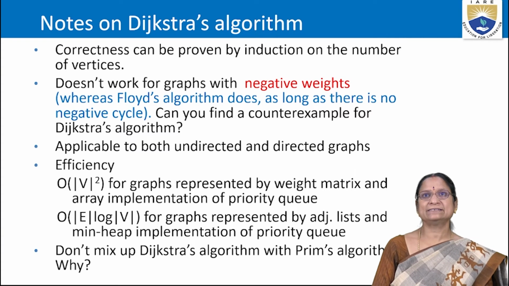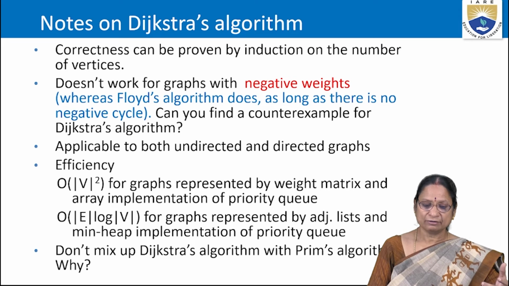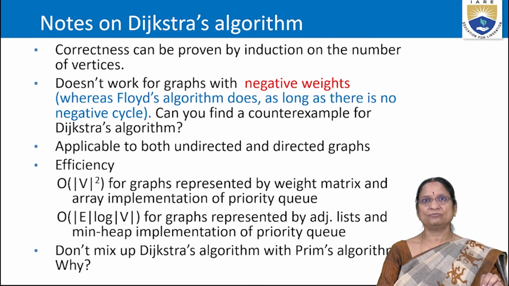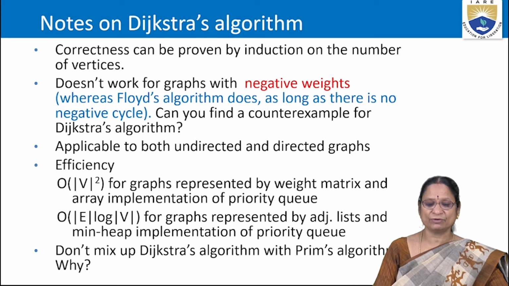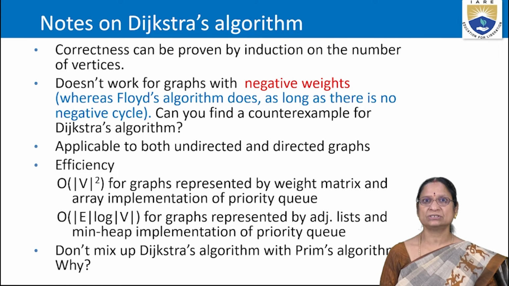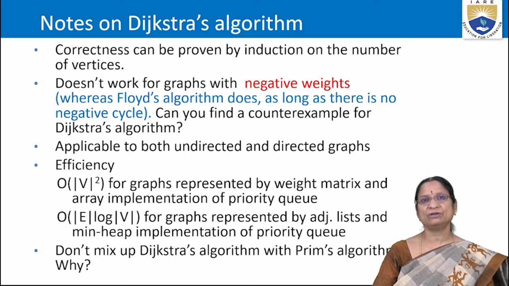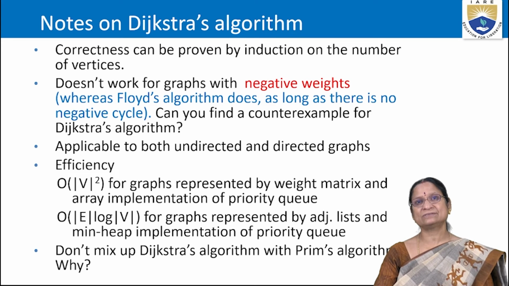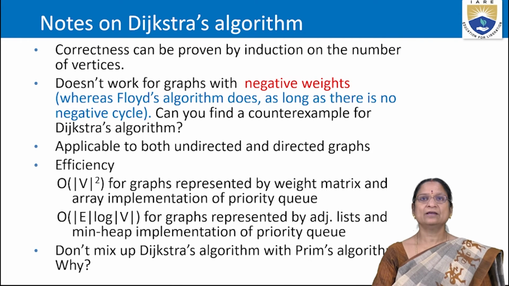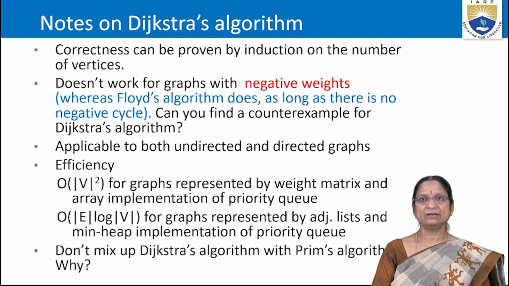Dijkstra's algorithm correctness can be proved by using the induction method on the number of vertices, and the main disadvantage of Dijkstra's algorithm is that it cannot work for graphs which have negative weights. But Floyd proposed an algorithm which works on negative weights also. But there is one restriction: there should not be any negative cycle. Formation of a negative cycle should be avoided by us.